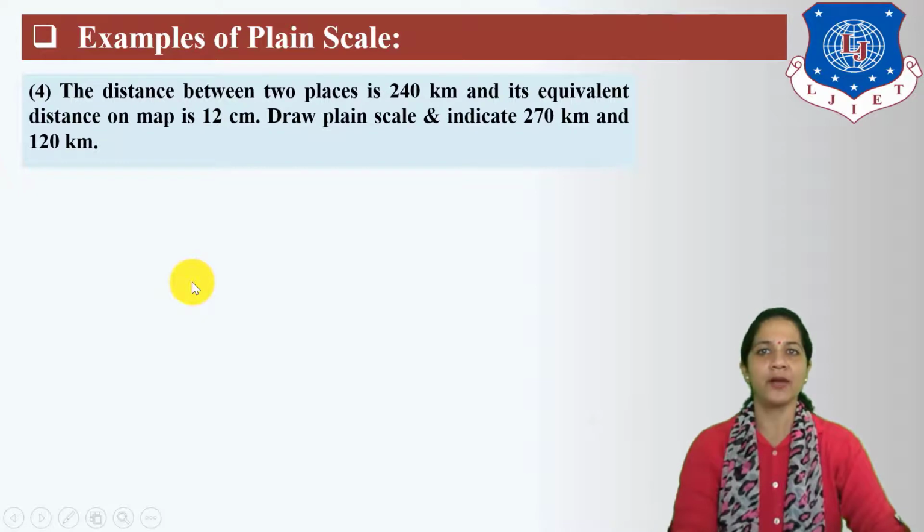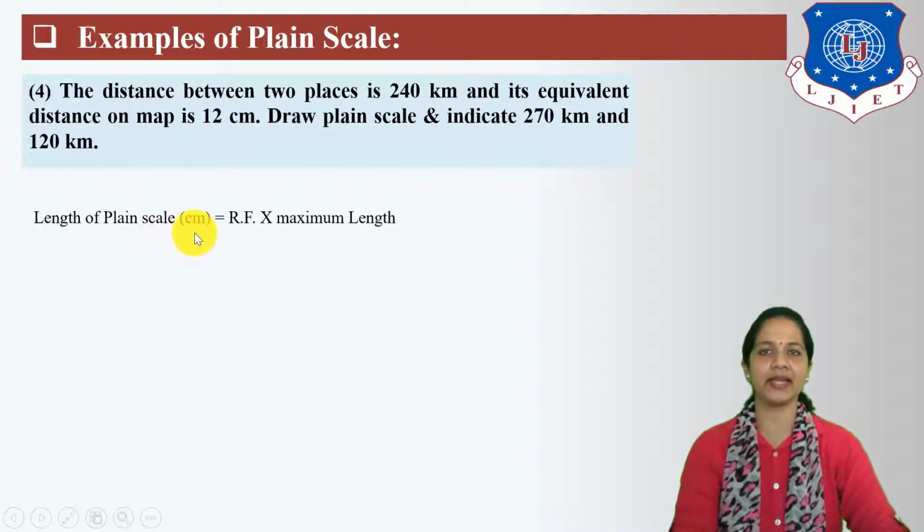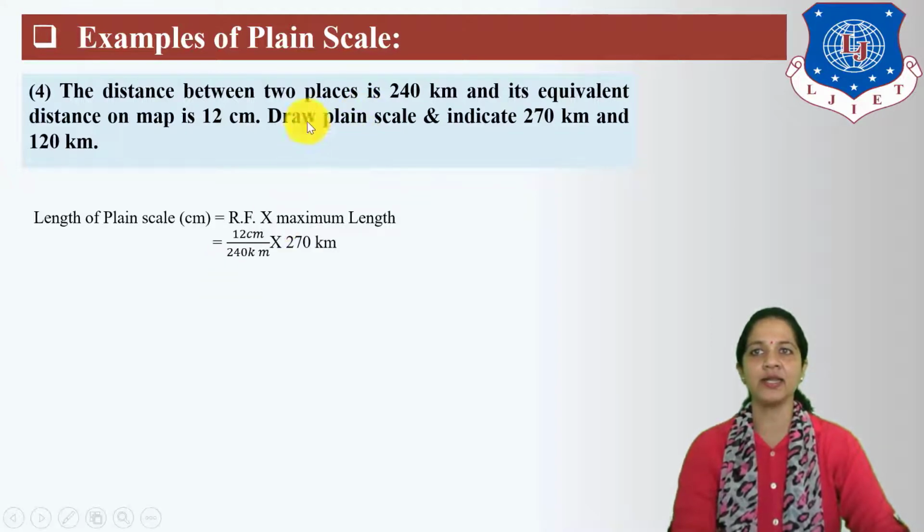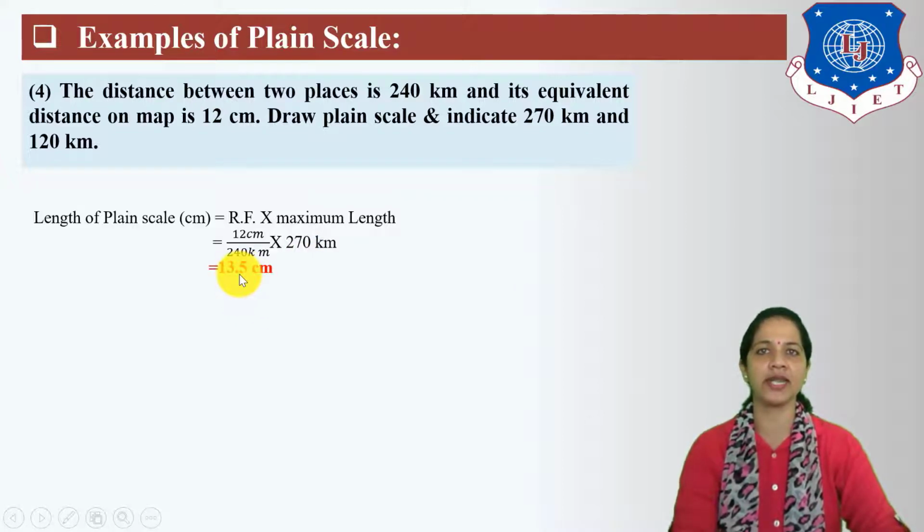First we need to find length of plane scale in centimeter, which is equal to RF into maximum length. Put the value of RF and maximum length from given data. Here RF is not given in direct form but we know that RF is equal to drawing size divided by actual size. Here drawing size is given 12 cm and the actual size of this 12 cm is 240 km. Maximum length is 270 km. So the answer in centimeter is equal to 13.5 cm.